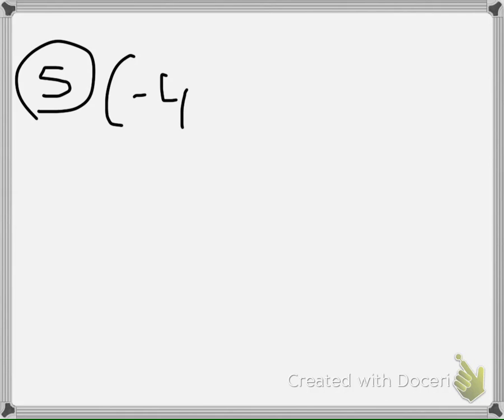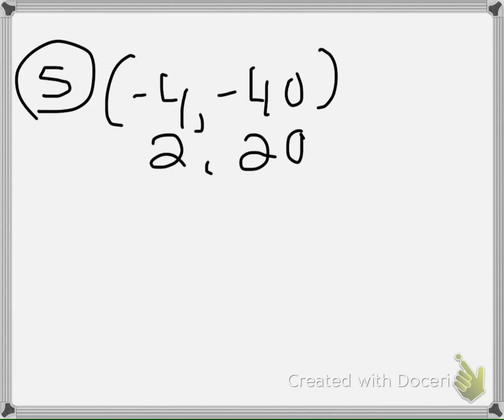Negative 4, negative 40, 2, 20. Okay, turn the video off and do this on your own. Negative 40, negative 40, all the way up to 20 is what, 60? And negative 4 to positive 2 is 6.